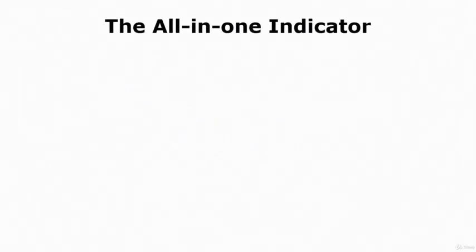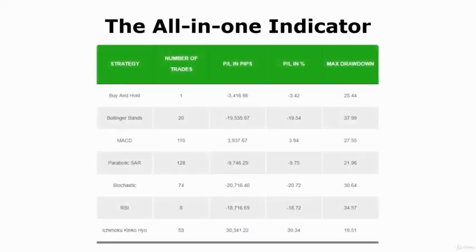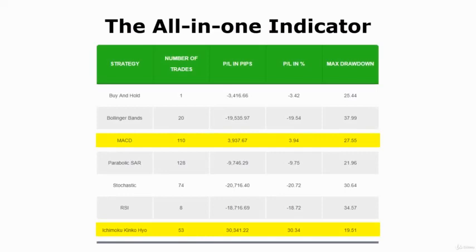I want to start this lecture with a study from Baby Pips. A group of traders analyzed the results trading different indicators on euro-dollar for 5 years. Each indicator had a well-specified setup with rules to enter and exit the trade. These are the results. Only the Ichimoku and the MACD were profitable, with the Ichimoku getting a much better result in terms of profit in pips, profit in percentage, and maximum drawdown.